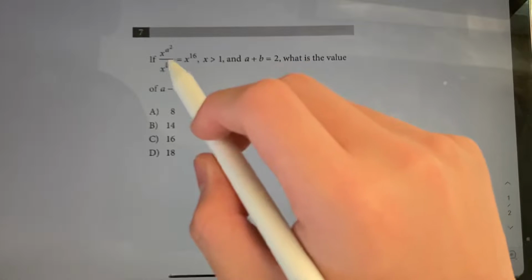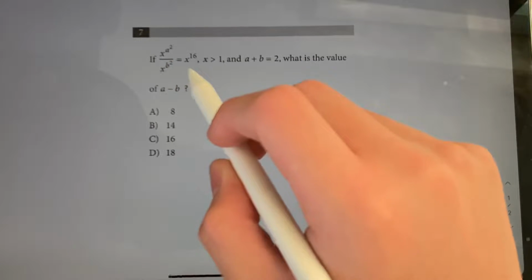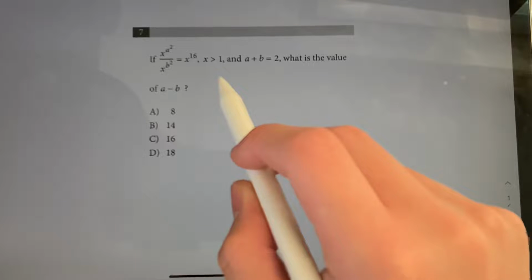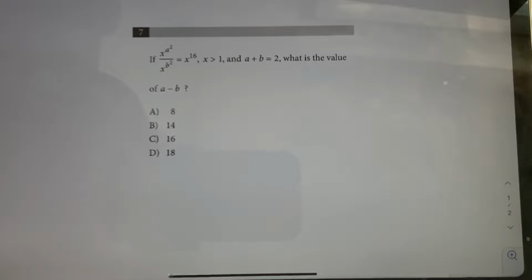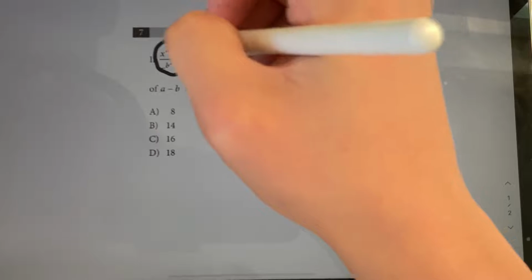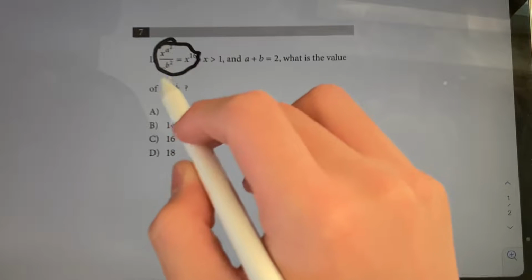If x to the a squared over x to the b squared is equal to x to the 16, x is greater than 1, and a plus b is equal to 2, what is the value of a minus b? So this question is going to take a little bit of time to solve, but we first need to figure out what this means. x to the a squared over x to the b squared.